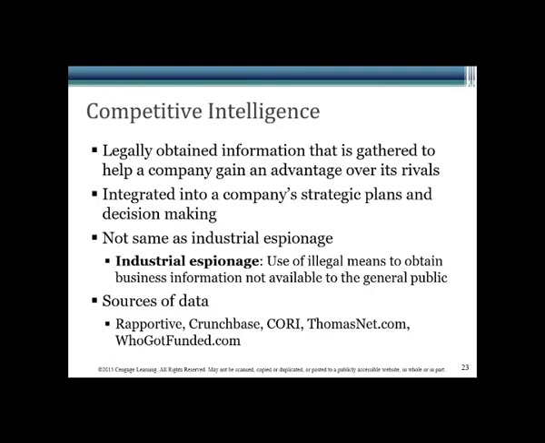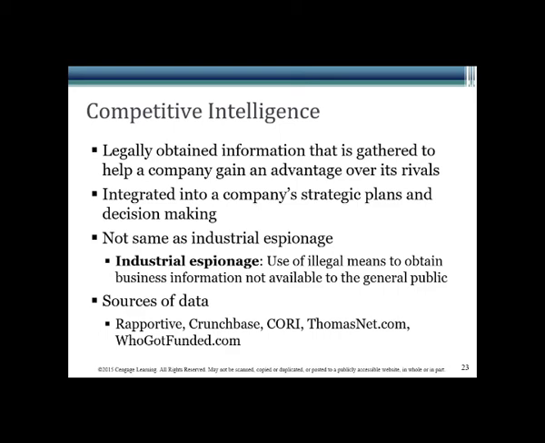Competitive intelligence. Competitive intelligence is legally obtained information that is gathered to help a company gain an advantage over its rivals. Competitive intelligence is often integrated into a company's strategic plan and executive decision-making. Competitive intelligence is not the same as industrial espionage, which is the use of illegal means to obtain business information not available to the general public.